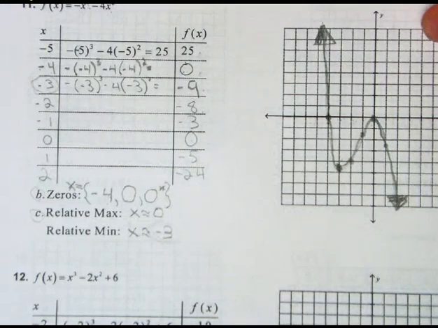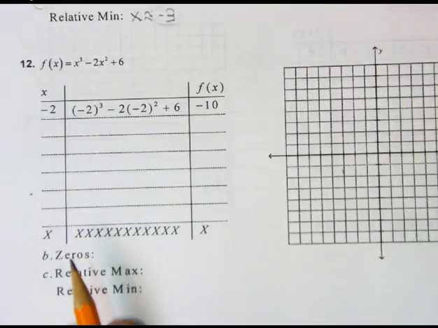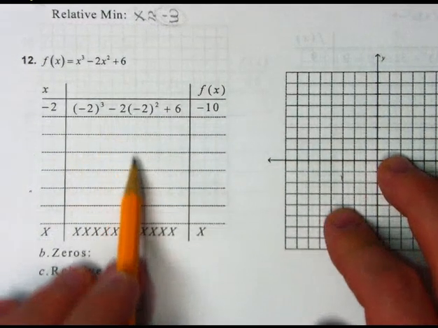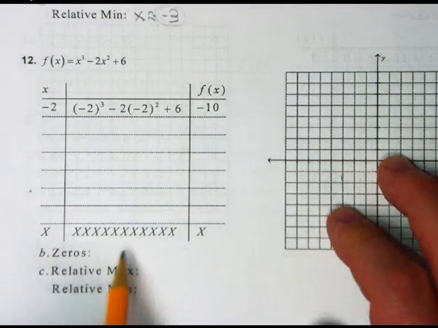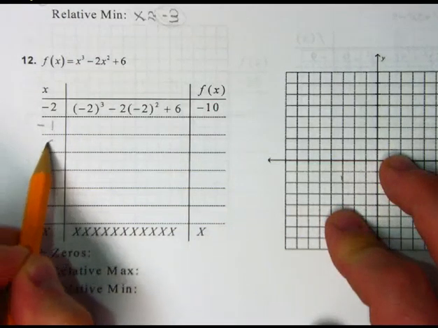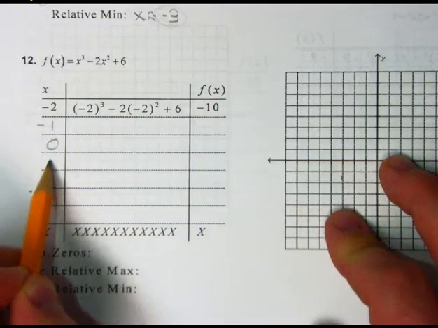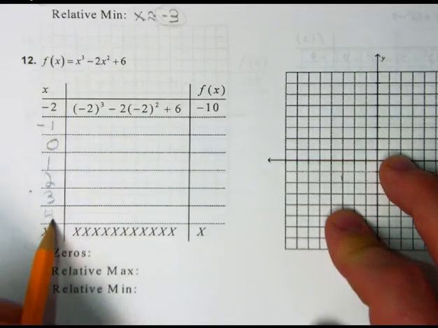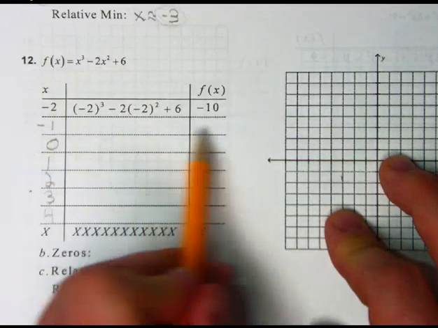Okay, so let's start on number 12, if you haven't already. Regardless of whether you're using your calculator, fill out this whole table. And this time we don't need that last row. So we're going to go to negative 1, 0, fill everything out.